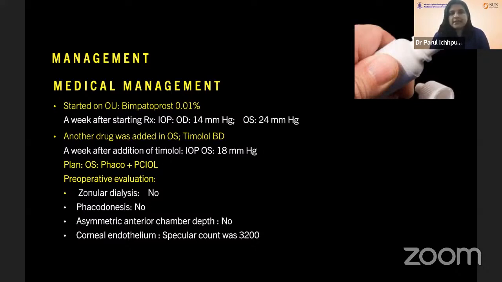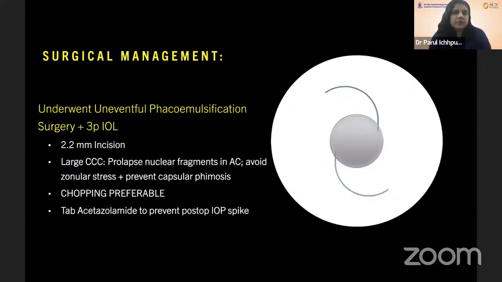Preoperatively, what is important to assess in a case of pseudoexfoliation is to look for zonular dialysis, phacodonesis, any asymmetric anterior chamber depth, and the corneal endothelium. And all these were missing. The corneal endothelial cell count was good. So we went ahead and did a phaco.